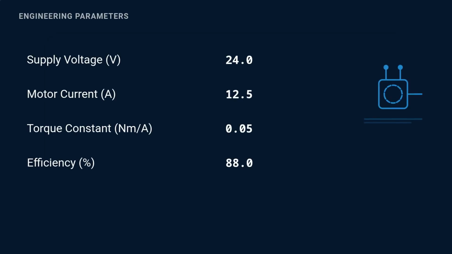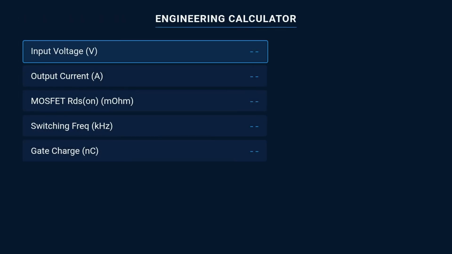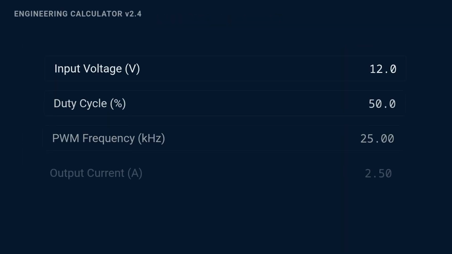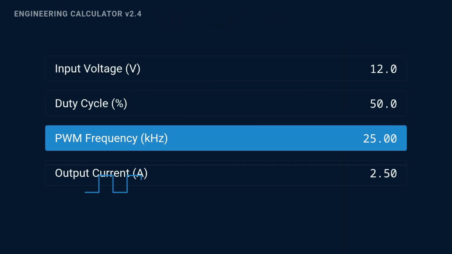Next is motor current in amps, which is your motor's operating current. Third is MOSFET RDS on in milliohms, the on resistance from your MOSFET datasheet. Finally, PWM frequency in kilohertz, your switching frequency.